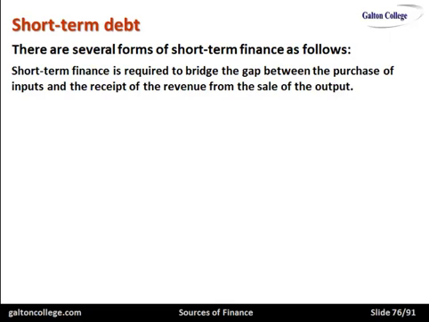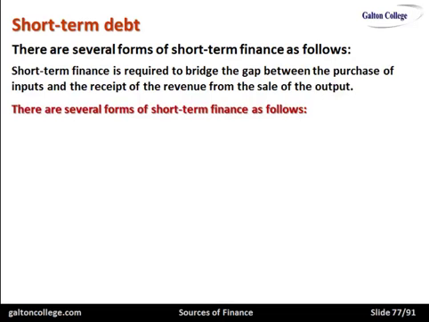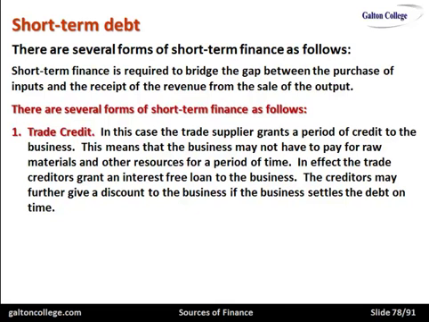So there could be quite a long period of time between receiving the order and making the delivery, and receiving the payments later for that delivery. And that may require short-term finance, perhaps a loan for 2 months or a month, whatever. So there might be some short-term finance required to plug that gap. Now, there are several forms of short-term finance.